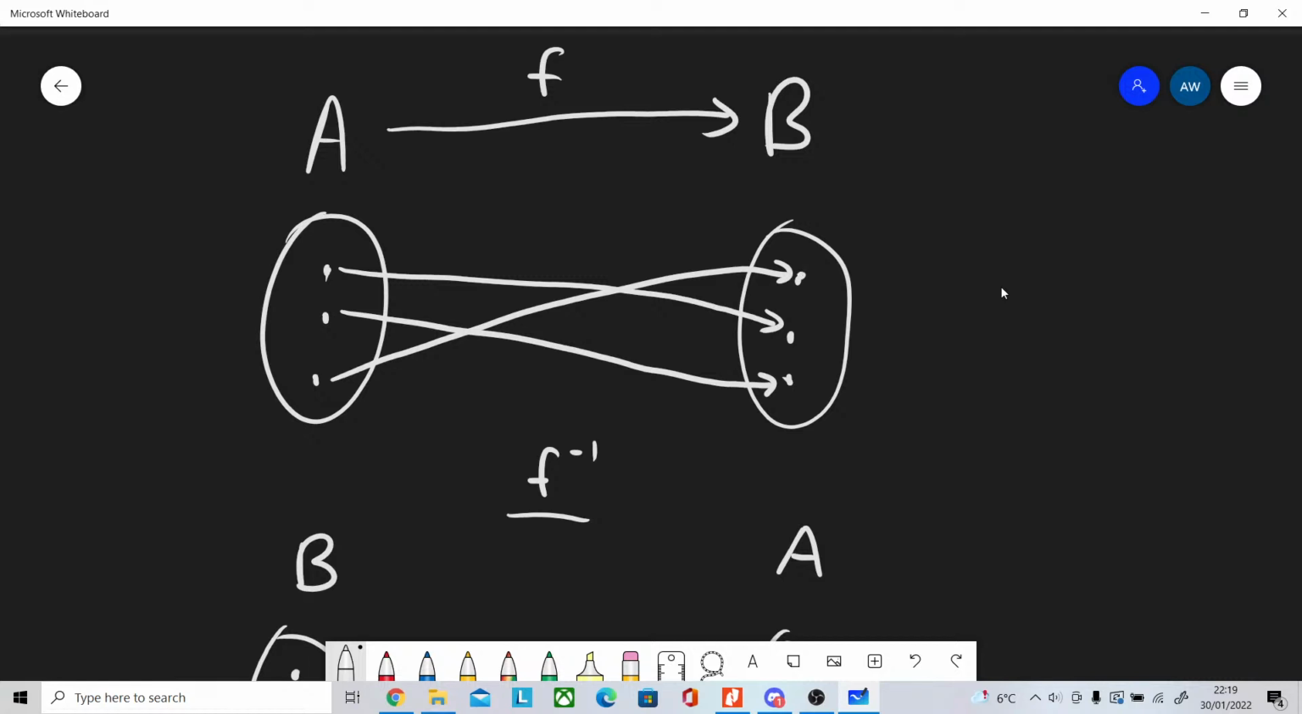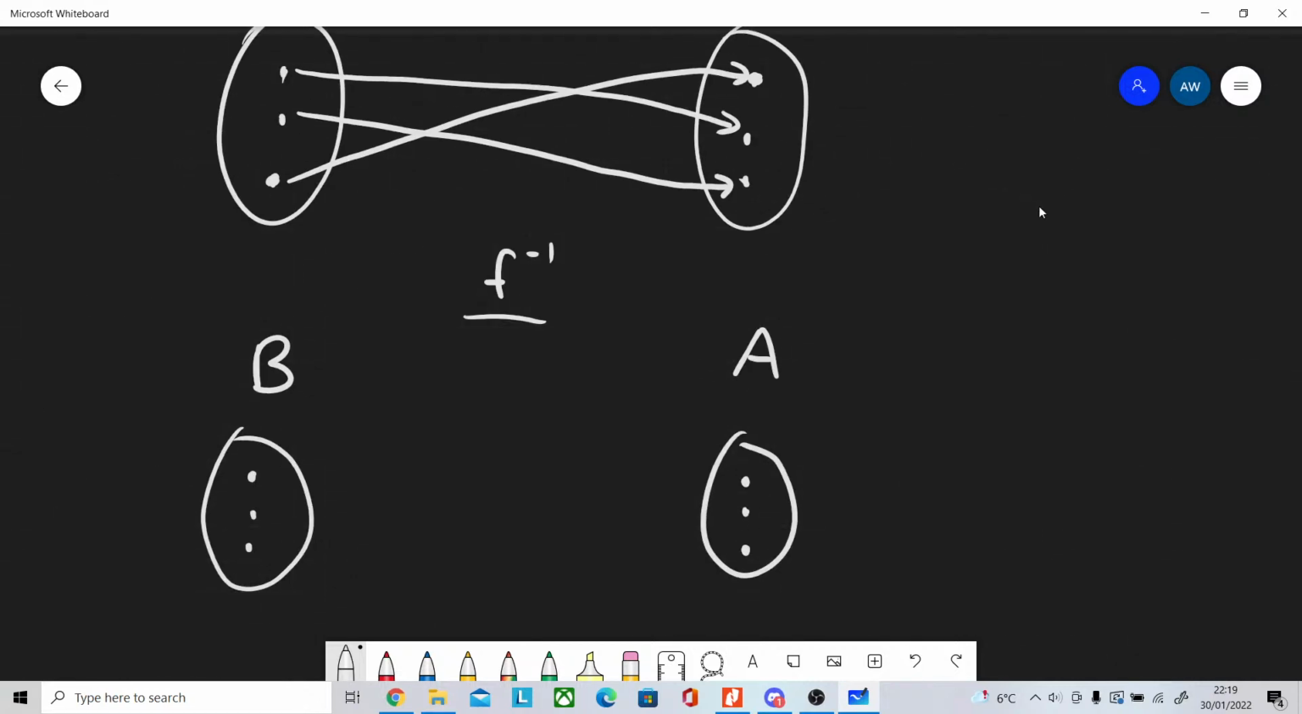So we have the first element of B here. How will we know where this point gets sent to? Well, let's follow the arrow backwards. We follow the arrow backwards, we go down here. So the first element of B goes to the third element of A. Second element of B goes to the first element of A. And the third element of B goes to the middle element of A.